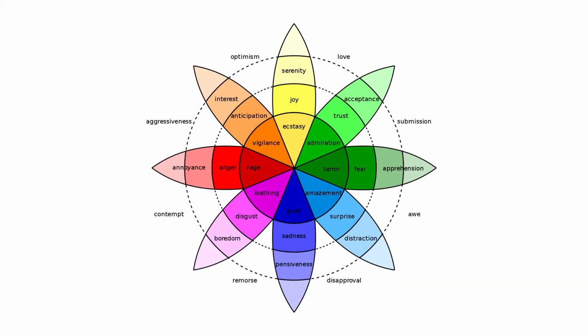You'll notice the very center of the flower is the really intense, raw emotions. And as you go outward to the outer rings, to the very tip of the flowers, you'll see those emotions get less intense. And then between the tips of the flowers are a combination of each of those emotions on either side. A great thing to get used to.